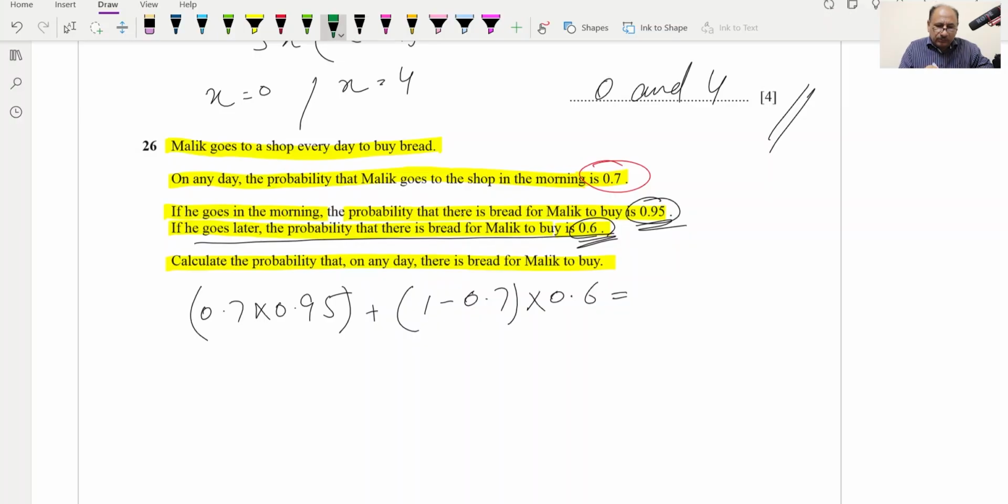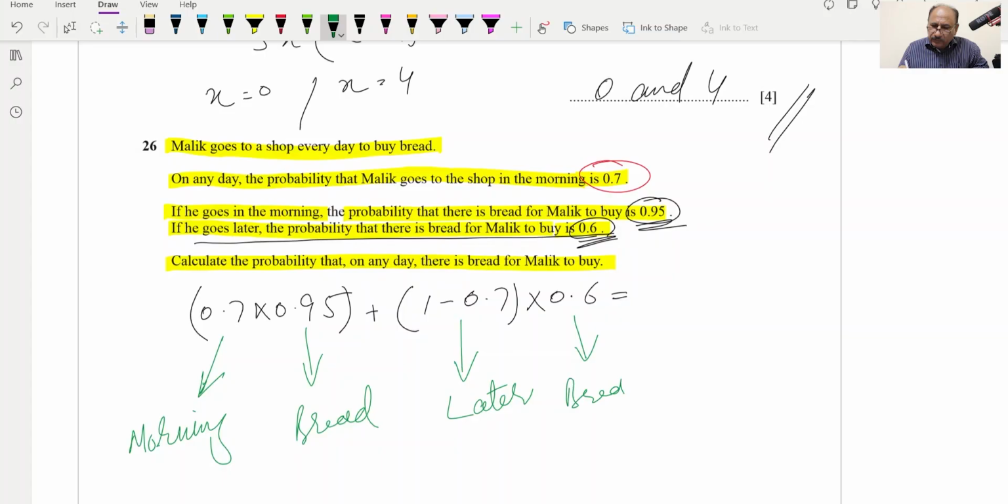Before going to the calculation, I just wanted to write for you, for example, 0.7 is for morning, and 0.95 is the probability there is bread. And 1 minus 0.7 we have taken for later, and this is the probability for bread.